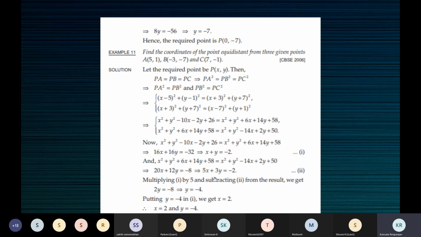So you get a linear equation in x and y. Yes, here it is. So this is the other equation. This is the equation from the first condition. This is the equation from the second condition: 5x plus 3y is equal to minus 2. And you know very well that you can solve these two equations because you've learned linear equations in school as well as here. So you can solve these two linear equations and find the values of x and y. x is 2, y is minus 4.